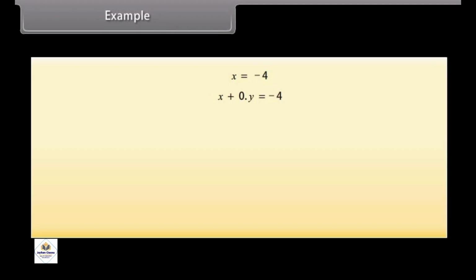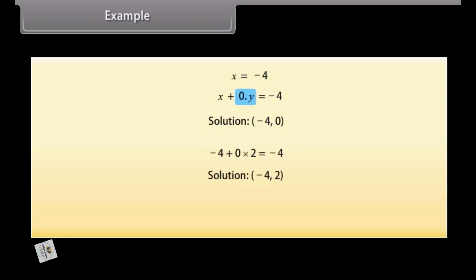And this becomes a linear equation in 2 variables. So the equation reduces to x = -4. So we get the first solution of the equation, that is (-4, 0). Since the value of y can be anything, another solution of the equation is (-4, 2).